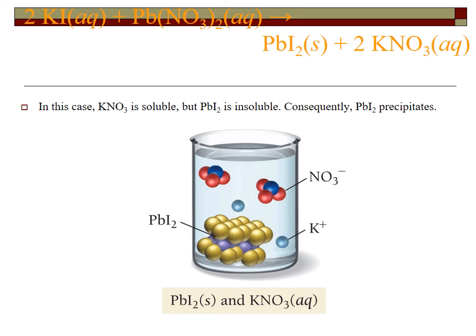Okay, so this is a picture of what happens. When they're joined together, what happens? That yellow precipitates out. I get a solid at the bottom of my beaker. That solid is the lead 2 iodide, excuse me. And potassium nitrate is soluble, so it's just floating around as an aqueous solution.